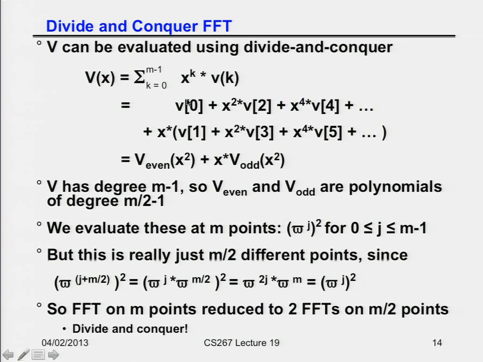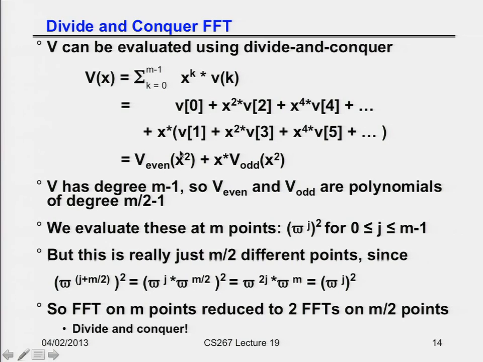And now what I notice is that this is a polynomial, and it has half as many terms in it. And it's a polynomial that I'm evaluating at x squared, right? Because there's x squared, x to the 4th, x to the 6th. So let me just define that to be a polynomial of half as many terms evaluated at x squared. And this also has half as many terms. I'll call that v odd, because it has the odd components, v even for the evens.